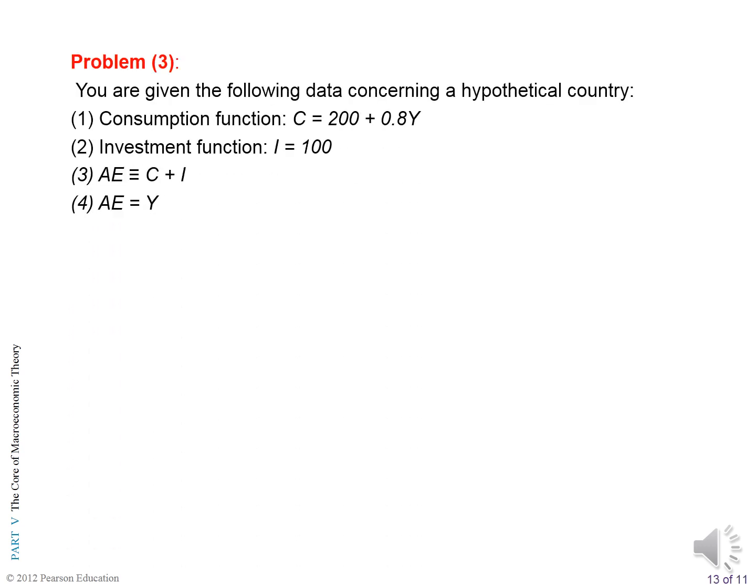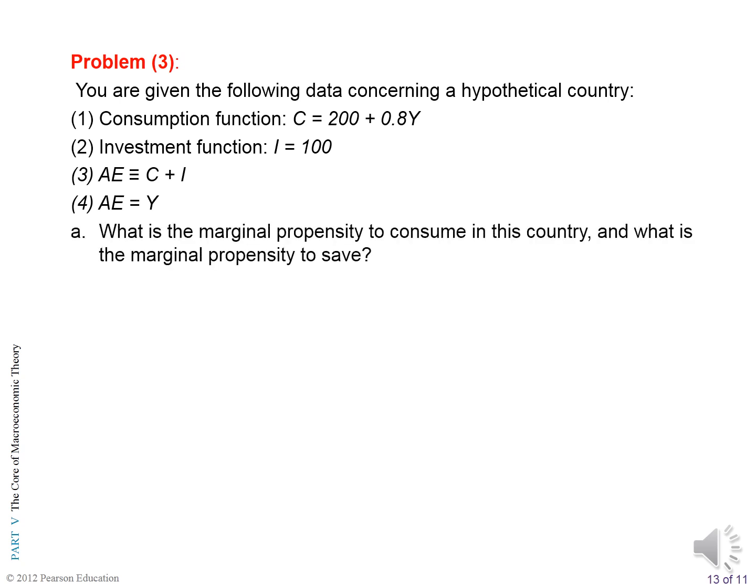Okay, now let's go to the last problem. You are given the following data concerning a hypothetical economy. This is the consumption function. This investment is autonomous, or constant, equal to 100. This is aggregate expenditure, and this is the equilibrium condition. What is the marginal propensity to consume? Very easy, 0.8. And what is the marginal propensity to save? 0.2, which is 1 minus the marginal propensity to consume. Very easy.